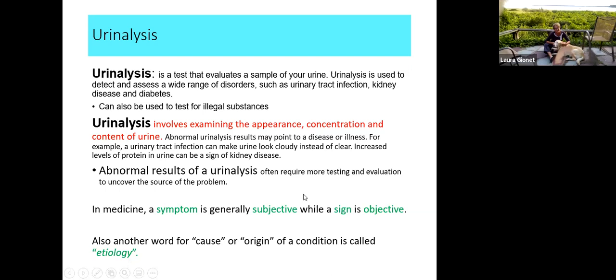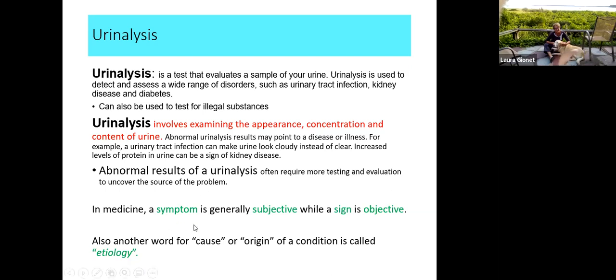Abnormal results of urinalysis often require more testing and evaluation to uncover the source of the problem. And I will tell you, that's usually what happens. You can always have a patient come back in a few days and pee in a cup again, grab another specimen and run it again to see if you get similar results.